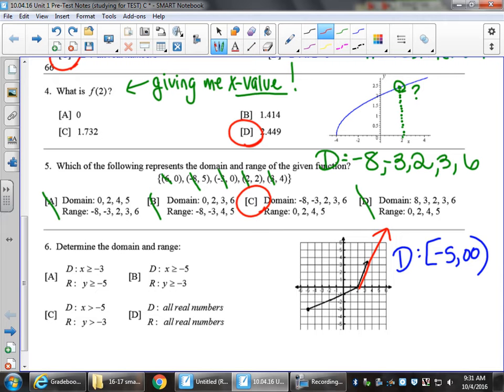Now, just by knowing the domain, which of these answer choices might we be able to cross off? A, because that A is about -3 for domain. D, because it's definitely not all real numbers. So now I'm down to choice C and B. Why is it B?